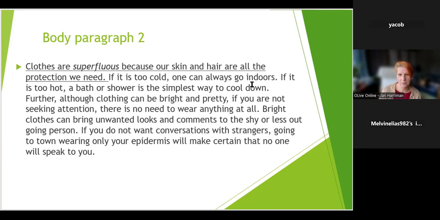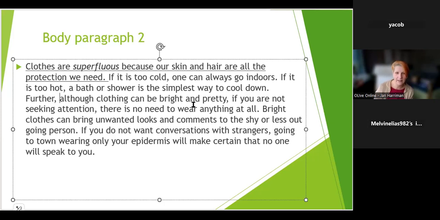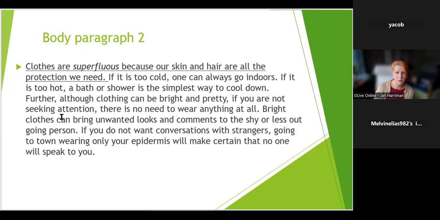So now we're going to talk about the practicality. If it is too cold, one can always go indoors. If it is too hot, a bath or a shower is the simplest way to cool down. Further, although clothing can be bright and pretty, if you are not seeking attention, there is no need to wear anything at all. Right, clothes can bring unwanted looks and comments to the shy or less outgoing person.